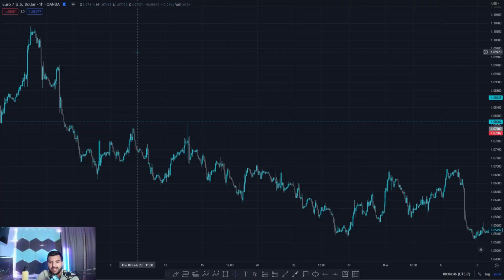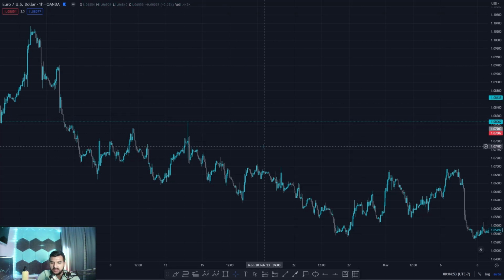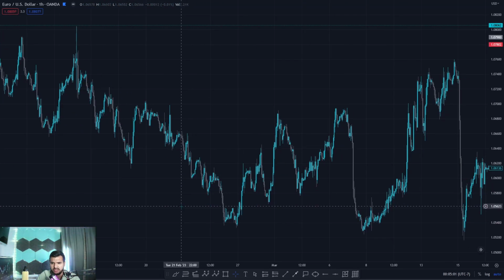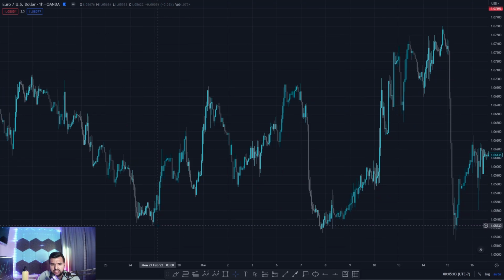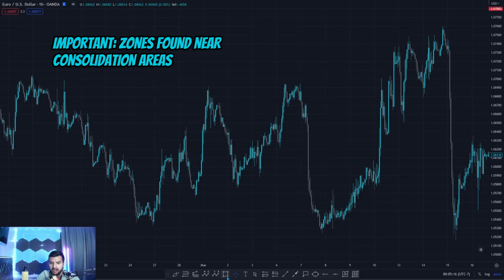So here we are, we have my chart of Euro USD on the 1 hour time frame. And basically, I want to go ahead and map out supply and demand zones. So let's go ahead and start with a demand zone. As you can see, you can find these zones during consolidation phases. If you don't know what consolidation is, please refer back to the last video I posted on what to do before you get into trading. But continuing on with the lesson.